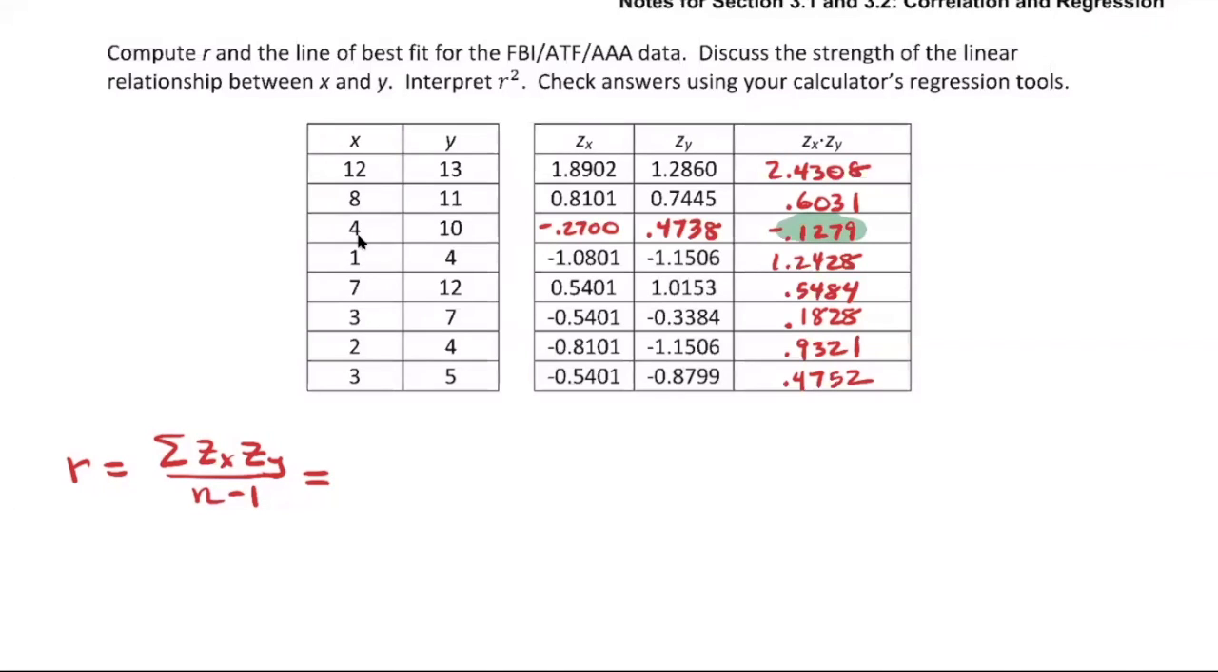Andrea, thank you for the total. Did you do that with a negative on the 0.1297? Oh, thank you so much. So 6.2873.